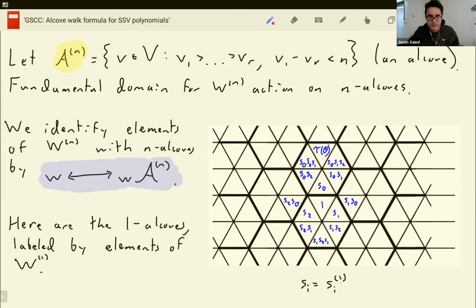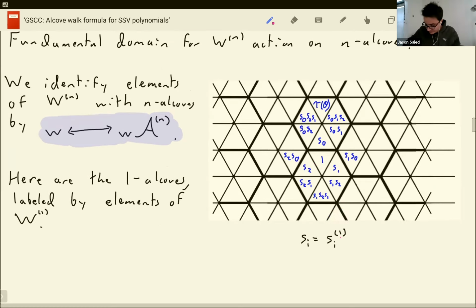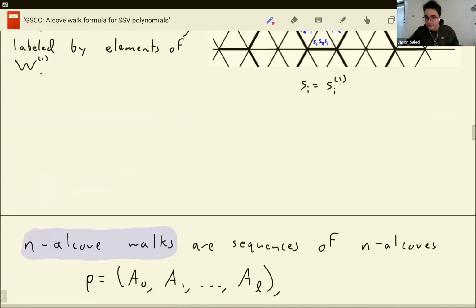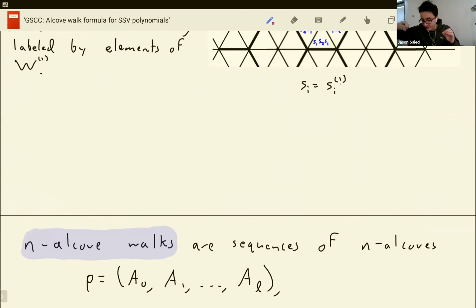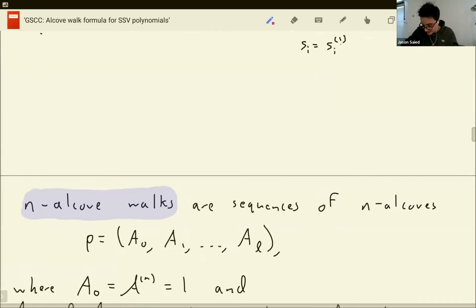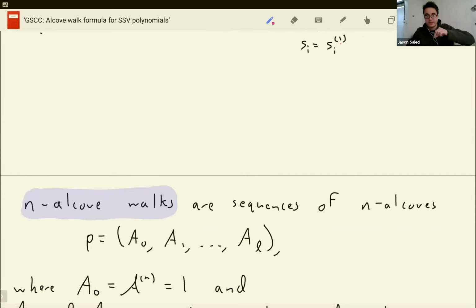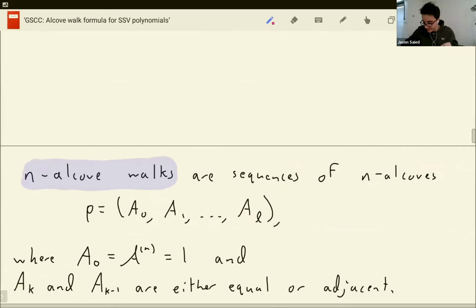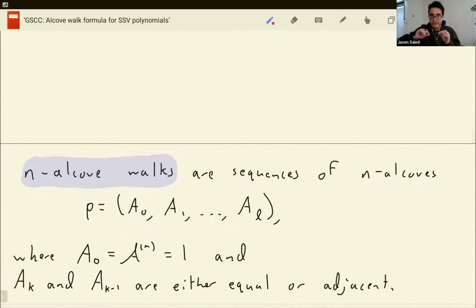Any questions so far? Okay. So now I can tell you what an n alcove walk is. They're just sequences of n alcoves. And I want them to start at the fundamental alcove. And in each step, either I do nothing, or I go to an adjacent alcove. I reflect over one of the walls of my current alcove.